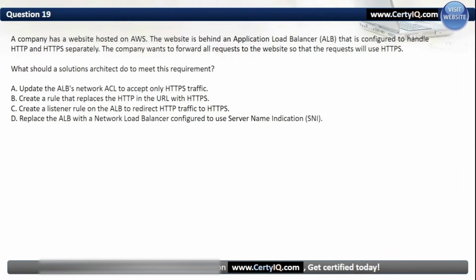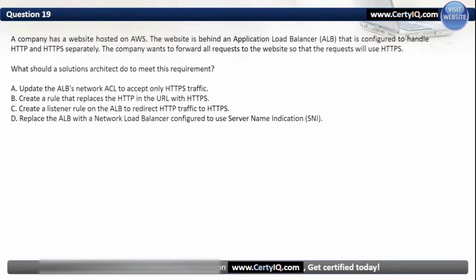Question 19. A company has a website hosted on AWS. The website is behind an Application Load Balancer that is configured to handle HTTP and HTTPS separately. The company wants to forward all requests to the website so that requests will use HTTPS. What should a solutions architect do to meet this requirement?